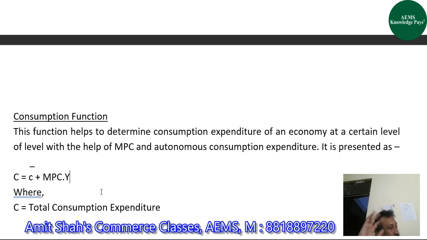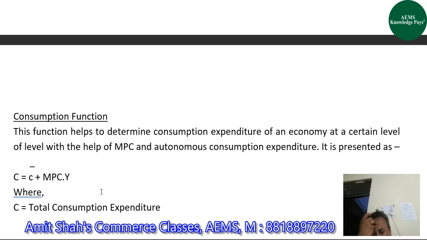Listen to me carefully, guys. All this is the last thing for today. We will continue this consumption function tomorrow. Suppose you know that MPC of an economy is 0.6. It means when income of an economy increases by rupee 1, its consumption expenditure will increase by 60 paise. That is the meaning of MPC being 0.6, right?